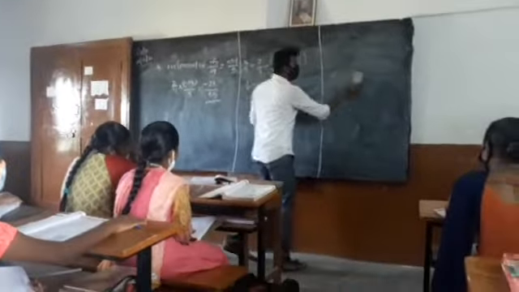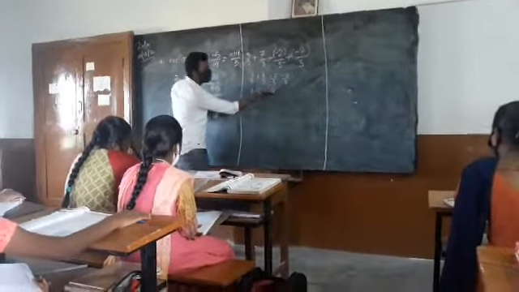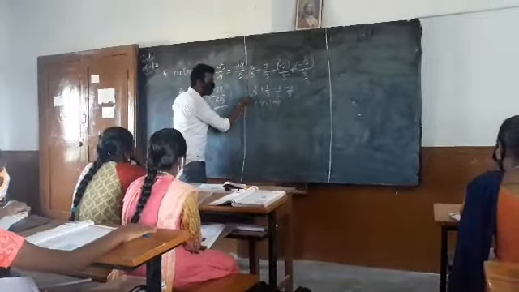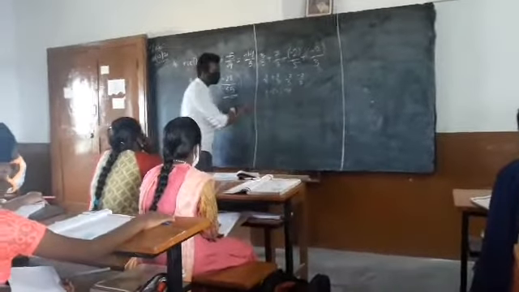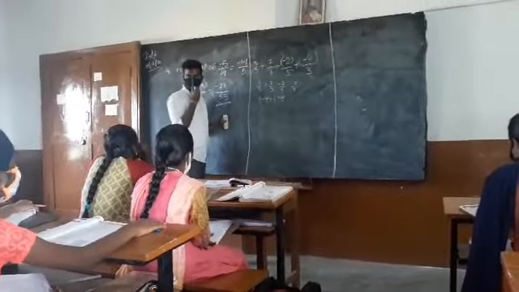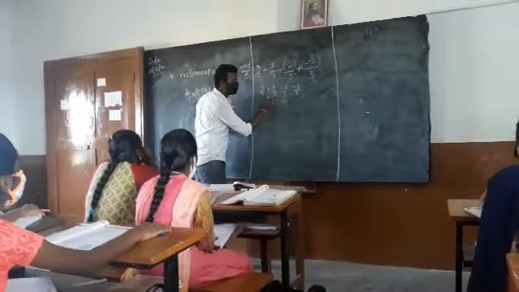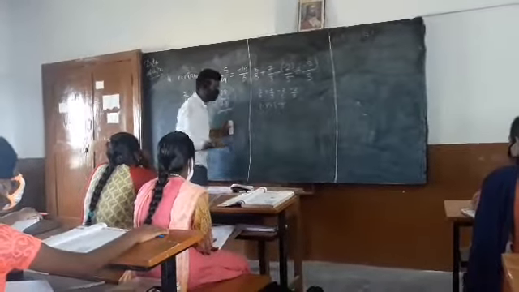Understood? Likewise, she has rearranged. She has brought minus 2 by 5 to this side such that 3 by 5 and minus 2 by 5 will be at same side so that we can do easier addition. And she has done the same thing for 7 by 3 and minus 2 by 3 also.